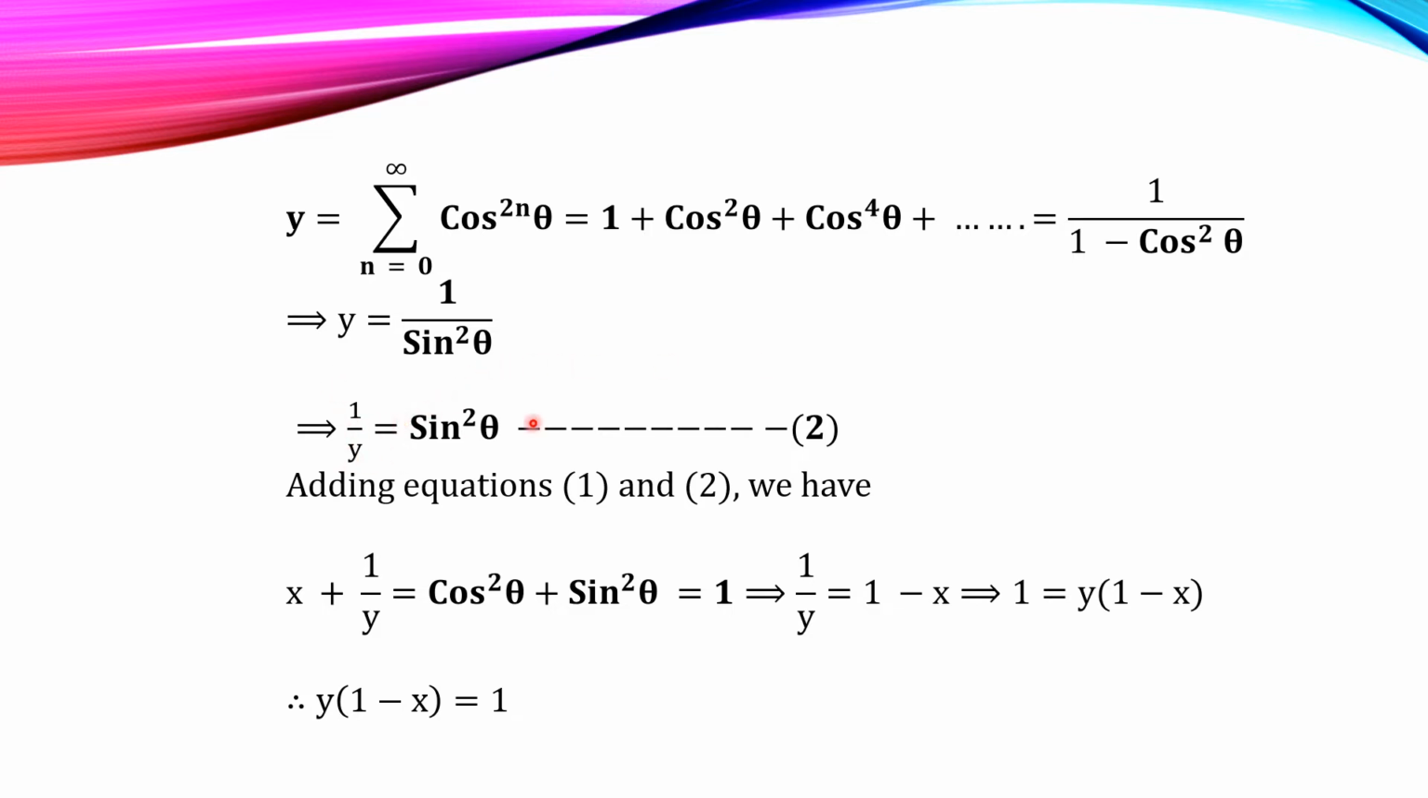Now 1 by y equals sin square theta. Let us assume that this is equation number 2. Now first we observe that in equations 1 and 2, the RHS contains cos square theta and sin square theta. Now adding these equations, we get x plus 1 by y equals cos square theta plus sin square theta. Now using the trigonometric identity, this value equals 1. So x plus 1 by y equals 1. Now 1 by y equals 1 minus x.